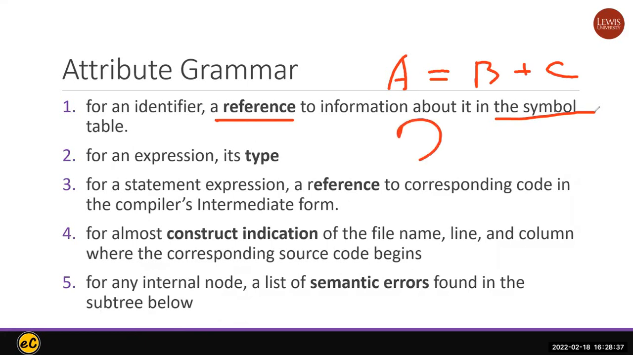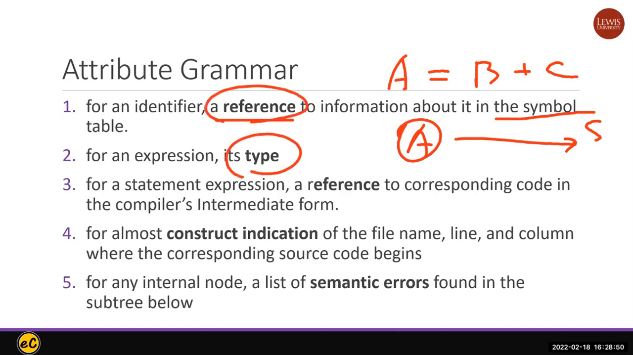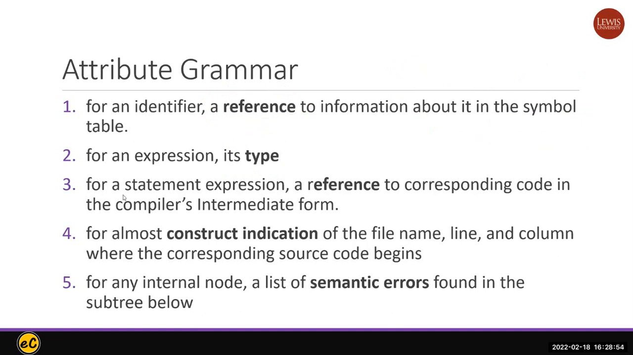So basically you have a node. Okay, you have a node, and that node may be A node, and A node is actually pointing to a symbol table. Okay, and there's also a reference, there's a type. Okay, and these are different things that you decorate onto the node. Okay, and for a statement or expression, a reference to the corresponding code in the compiler's intermediate form. Okay, and for almost every construct, an indication of the file name, line, and column.